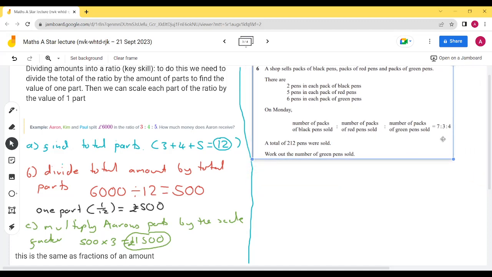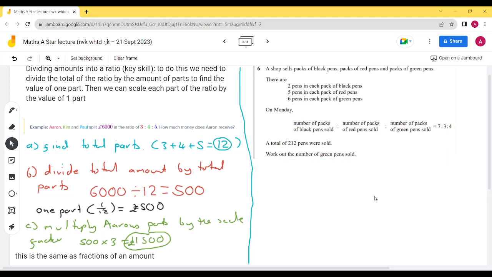So we've got a shop that sells packs of black pens, packs of red pens, and packs of green pens. We are told there are 2 pens in each pack of black pens, 5 pens in each pack of red pens, and 6 in each pack of green pens. And we're told on Monday the number of packs of black pens sold to the number of packs of red pens sold to the number of packs of green pens is 7:3:4. Then we're told a total of 212 pens were sold. Work out the number of green pens sold.